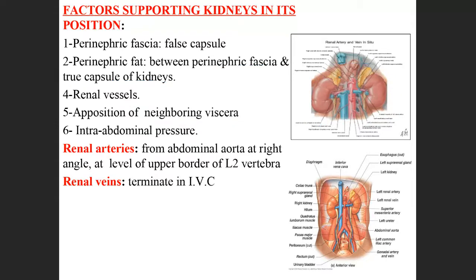Next, where does the renal artery come from? The renal artery is a branch from the abdominal aorta. This red one is the abdominal aorta. From here you have the branch that is called the renal artery. At what level? The renal artery arises at the second lumbar vertebra. And the renal vein drains into the inferior vena cava. This one is the inferior vena cava.